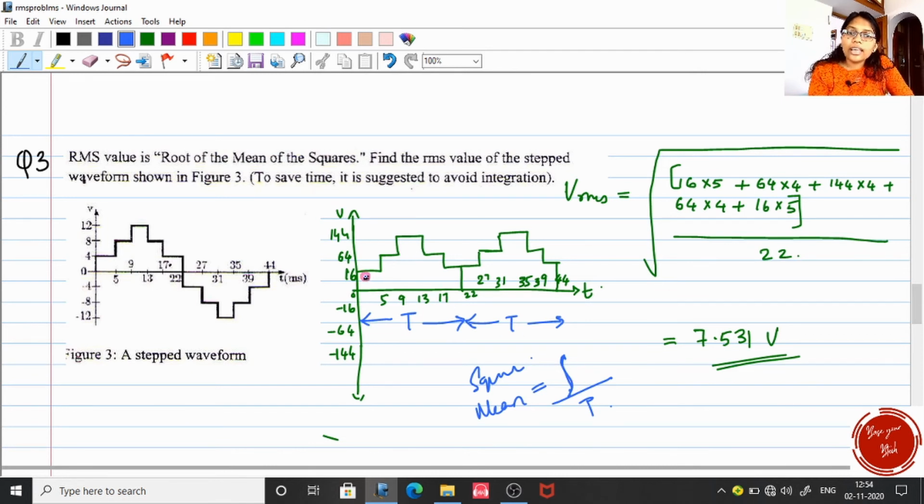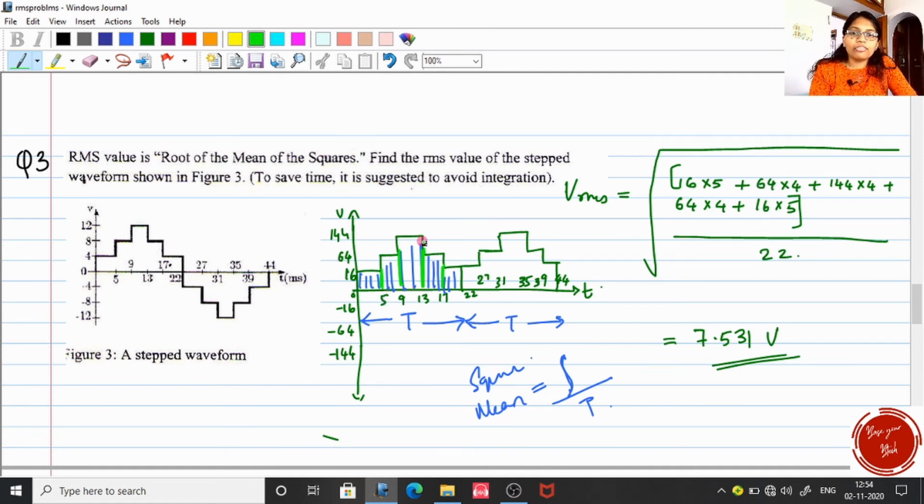So let us take the area under this graph. Again, you can see that this is actually a combination of many rectangles, isn't it? 1, 2, 3, 4 and 5 rectangles are there. The area of a rectangle is length into breadth. So 16 is the length, or the height here, and the breadth is 5. So 16 into 5, plus 64 into, what is the breadth here? 9 minus 5, 4. So 64 into 4.